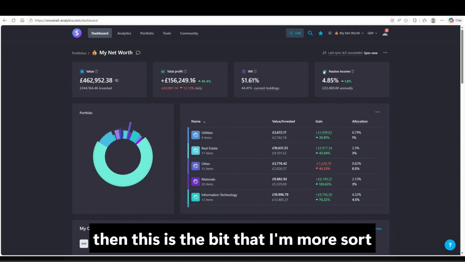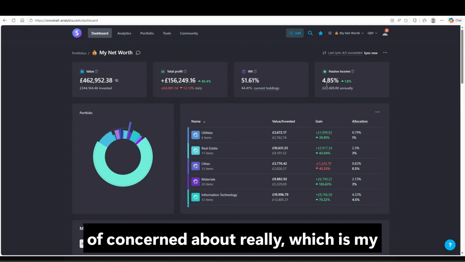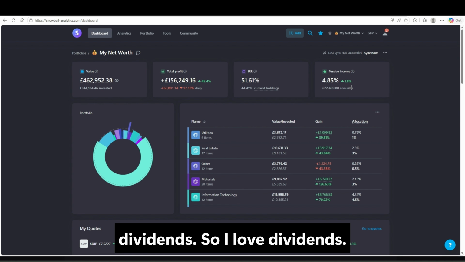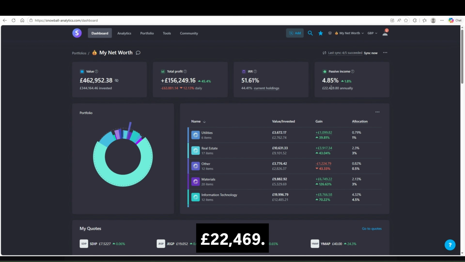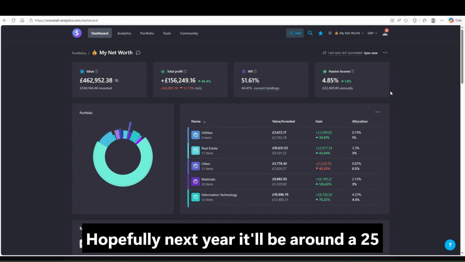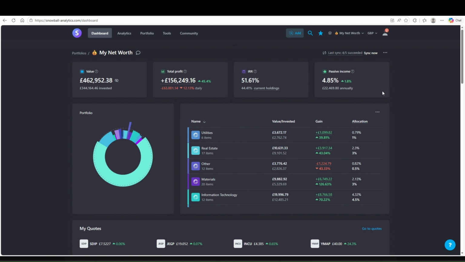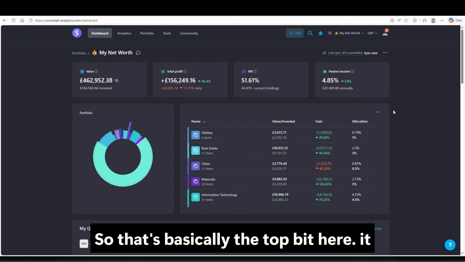And then this is the bit that I'm more concerned about, really, which is my dividends. I love dividends. Annually, at the moment, I'm getting paid 22,469. Hopefully next year it'll be around the 25 mark, 25,000. So that's basically the top bit here.